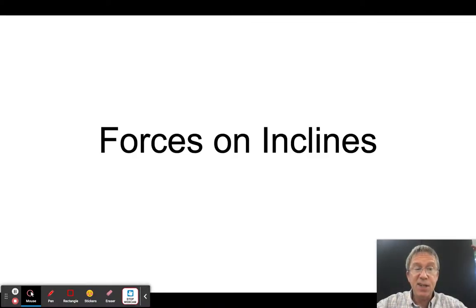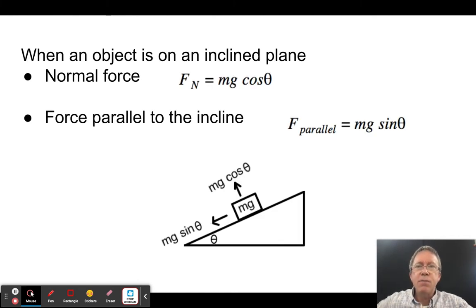Okay, let's put things on inclines and see what happens. Now, this is a little bit weird, so bear with me here. When I put an object on an inclined plane, here's what I'm going to find, and I'll explain this in just a minute.